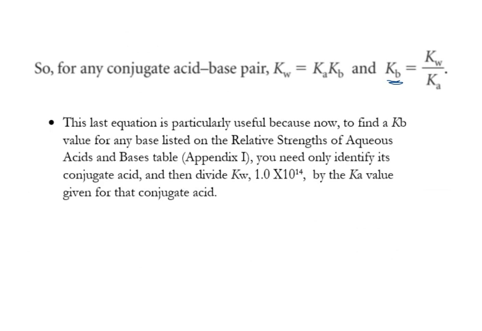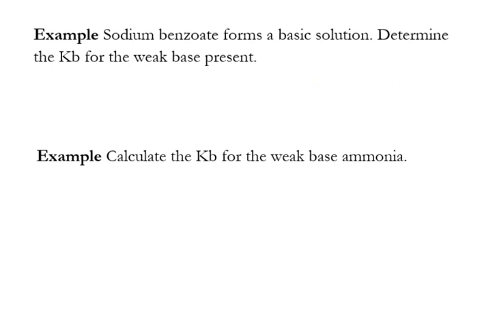I actually threw two examples on the same slide here because it's ridiculously simple. So let's try this one here. It's sodium benzoate. Sodium benzoate would be Na, and then I believe it's C6H5COO. Not the H, just COO. The H has been replaced by the sodium. That would be sodium benzoate.